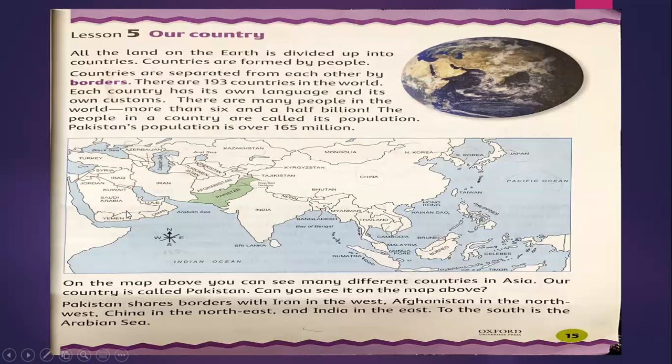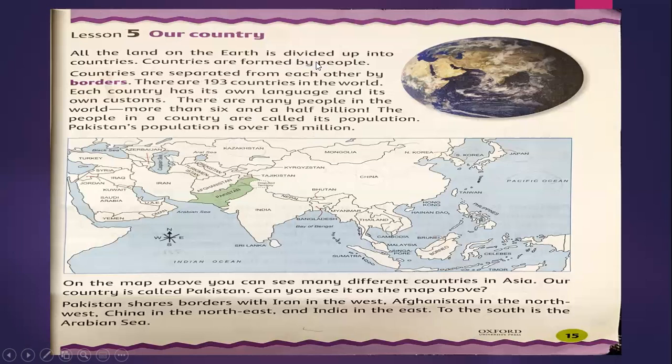Suppose the population of Saudi Arabia? What is the population of Saudi Arabia? What is the population of Iran? How many people live in Iran? How many people live in Pakistan? This is called population. Pakistan's population is over 165 million. It's approximately, not exact, over 165 million. Means that many people are living in Pakistan. Understand?